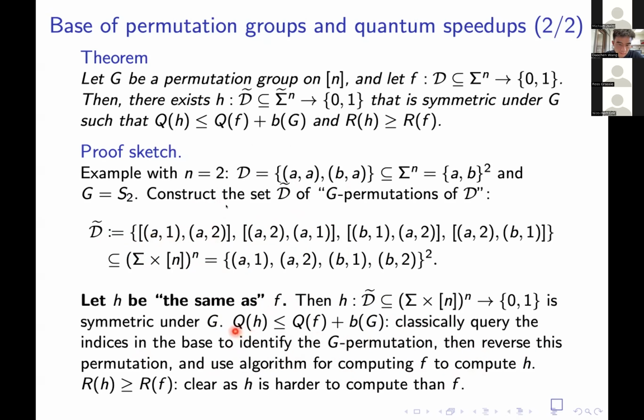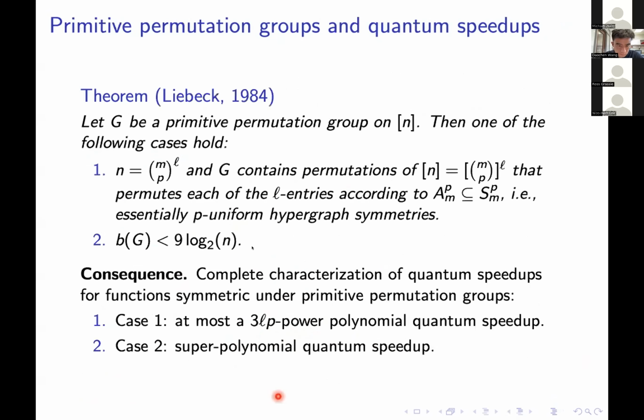Okay, so that is the upper bound for Q. For the lower bound, R of H is at least R of F. Intuitively this already makes sense, because if you look at the definition of H, it already looks more complicated to compute than F. But more formally, we can easily see that an algorithm for computing H can be used to compute F with no extra overhead.